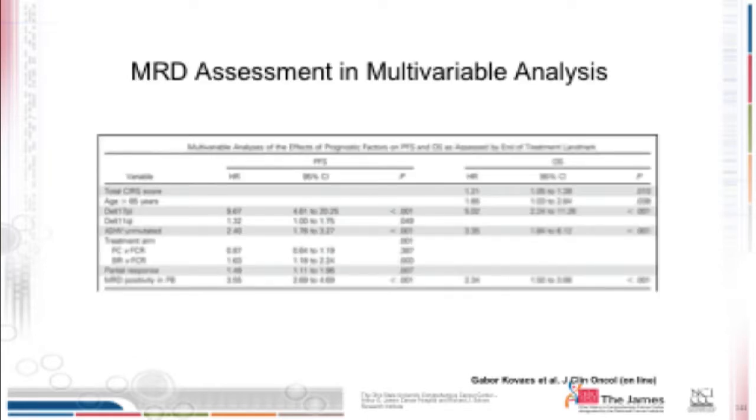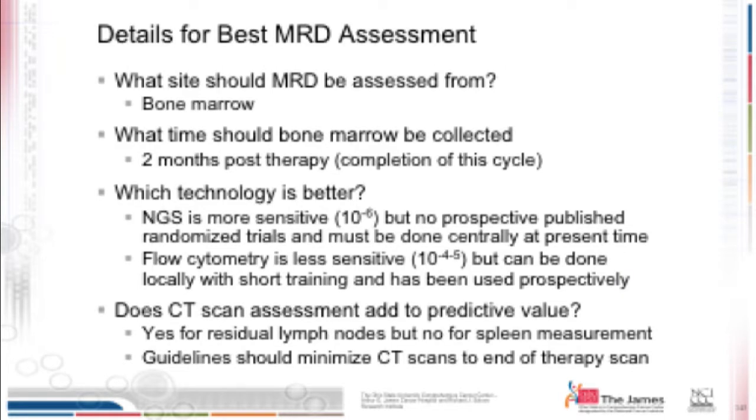So, as we move forward in thinking about MRD, where should MRD come from? Again, looking at the literature, it's very clear that the bone marrow is better. When should we collect it? It should be 2 months post-therapy, at the end of therapy. Which technology is better? Probably the next generation method is better in terms of being more sensitive, but we don't have prospective studies. Flow cytometry is less sensitive, but can be done every place with short training and has been used prospectively. And CT, at the single time that you're evaluating response, does add something, because if patients have residual lymph nodes, the biomarker means less.